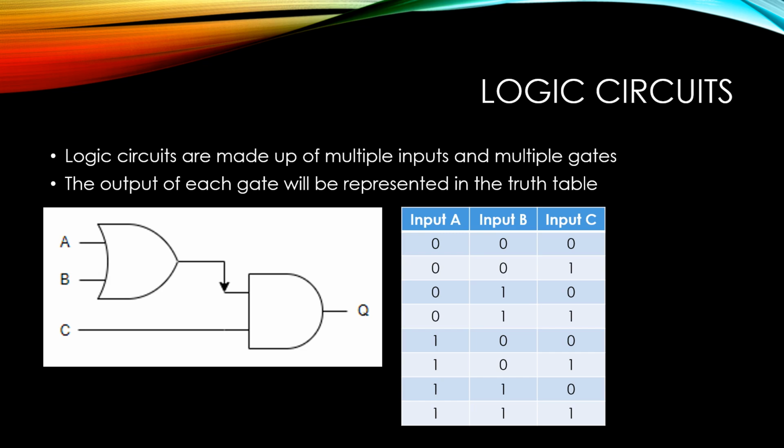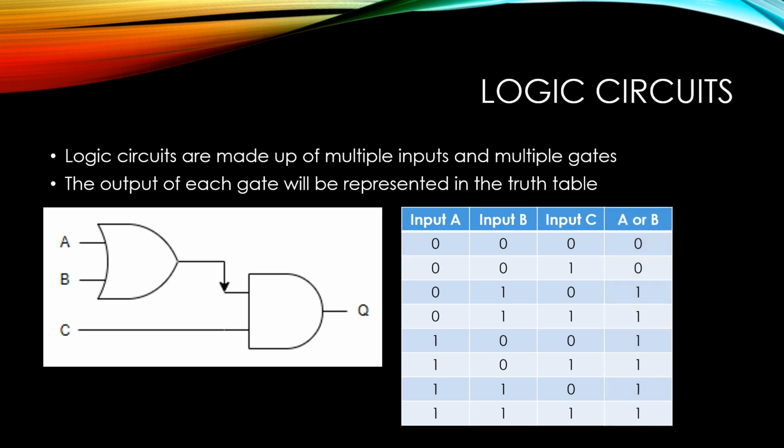The first thing we check is the result of A OR B, and we can see that 0 and 0 gives us 0, 0 and 0 gives us 0, 0 and 1 gives us 1, 0 and 1 gives us 1, 1 and 0 gives us 1, 1 and 0 gives us 1, 1 and 1 gives us 1, and 1 and 1 gives us 1.